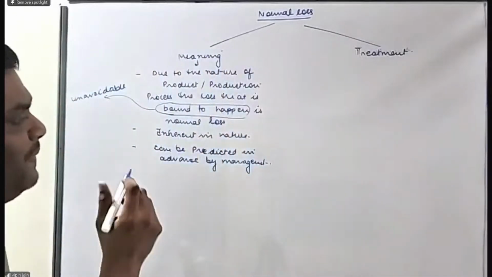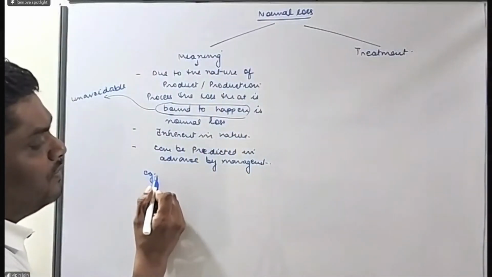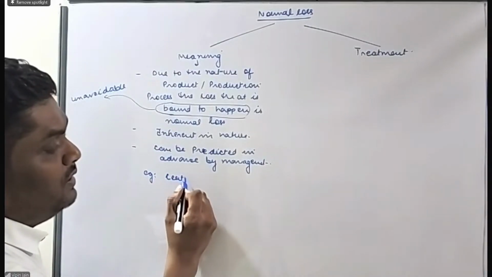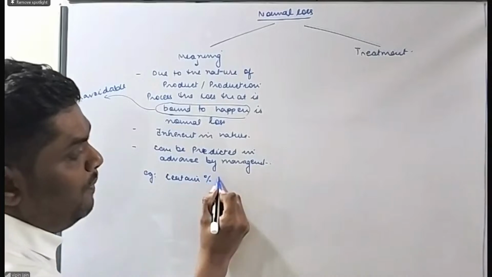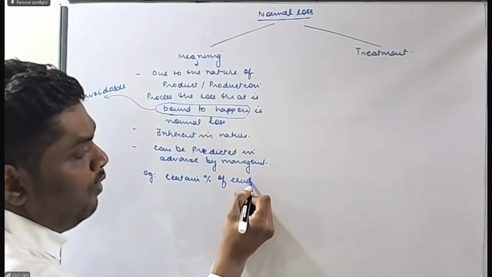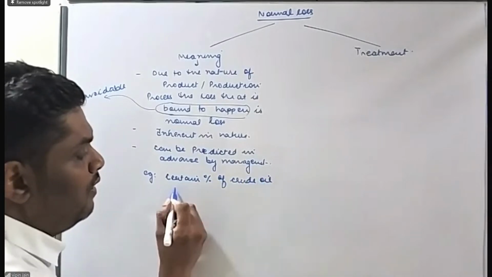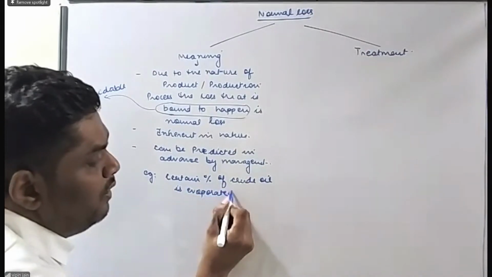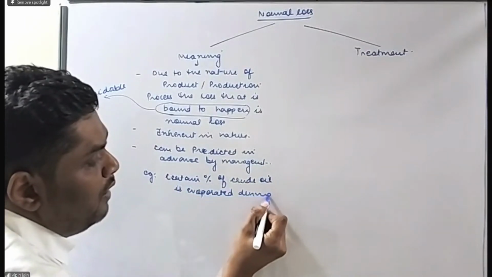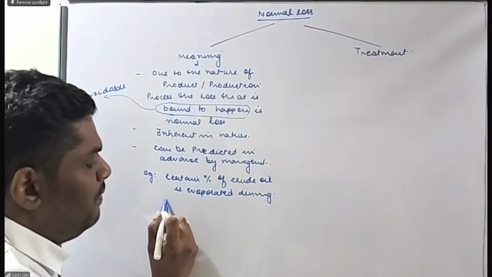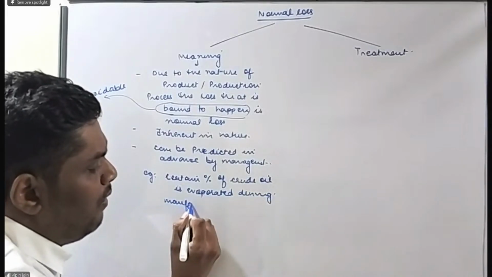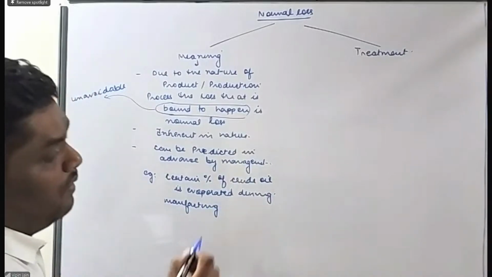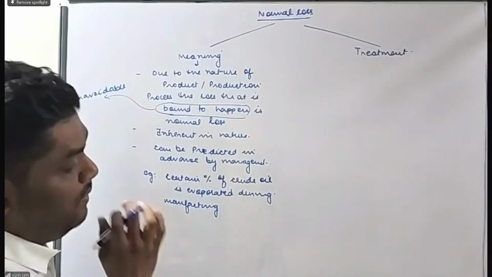So we can say an example of normal loss can be a certain percentage of crude oil is evaporated during manufacturing.